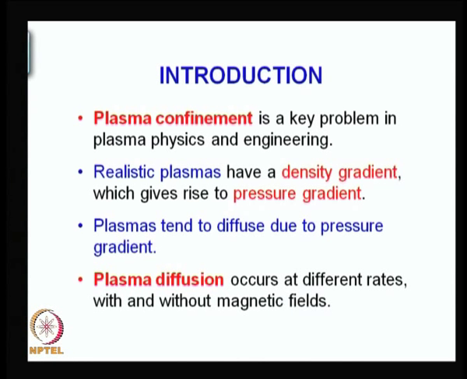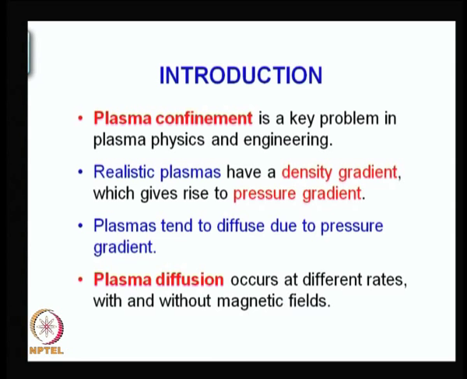You have learned in the initial lectures that realistic plasmas have a density gradient which gives rise to pressure gradient. Now, plasmas tend to diffuse because of the pressure gradient. Therefore, when we need to confine plasmas, it is important that we study the diffusion of charged particles in plasmas. Plasma diffusion can occur at different rates.